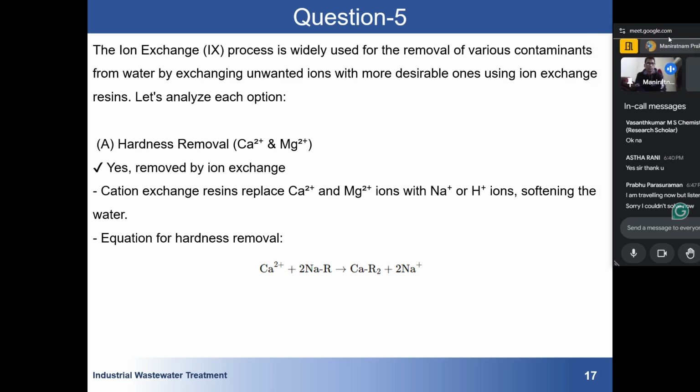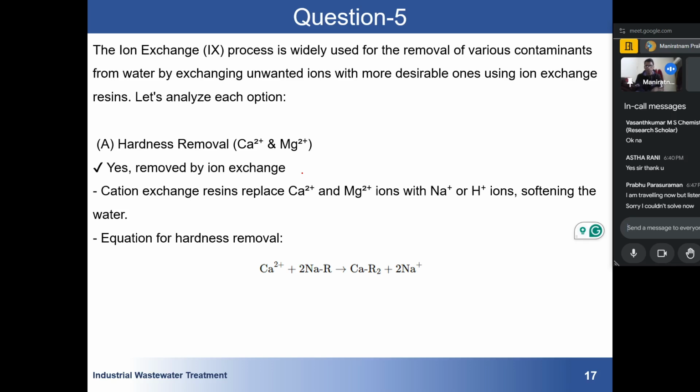So this is the basic definition of ion exchange. Ion exchange is a process widely used for removal of various contaminants by exchanging unwanted ions with more desirable ones using ion exchange resin. Let's analyze each option. Hardness is only due to calcium and magnesium. I hope this is very clear to you. Yes, it is removed by ion exchange.